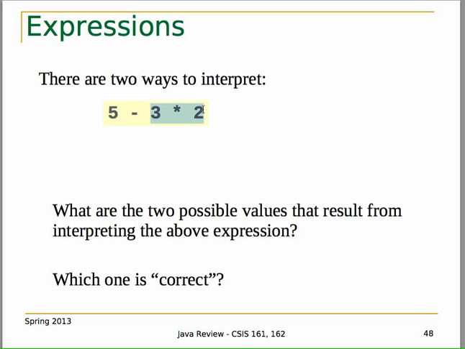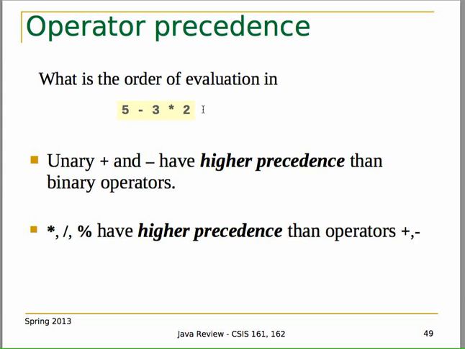Which one is correct? So think about it, and what you need to look at is operator precedence. So there is an order of evaluation when you have any expression with more than one operator, and it depends on the precedence of these operators. So you guys probably remember from Computer Science 161, 162 that multiply has higher precedence than minus, which means that when you evaluate this, you do this first. 3 times 2 is 6, and then you do 5 minus 6, giving you -1. So -1 is the right answer.